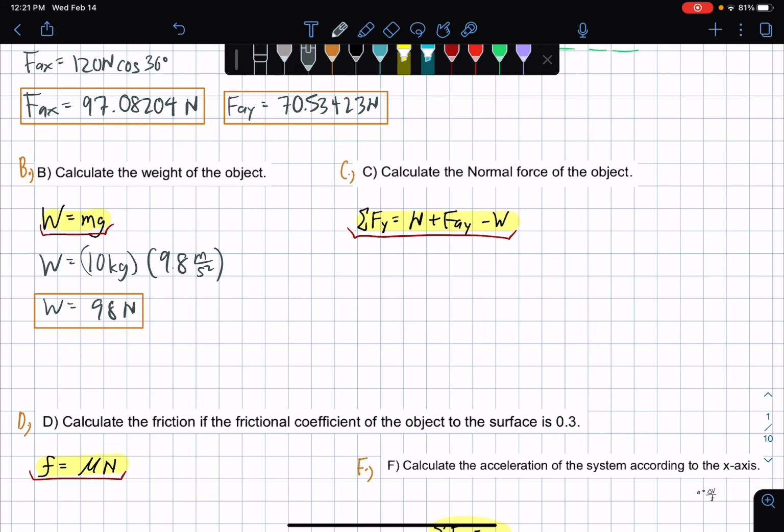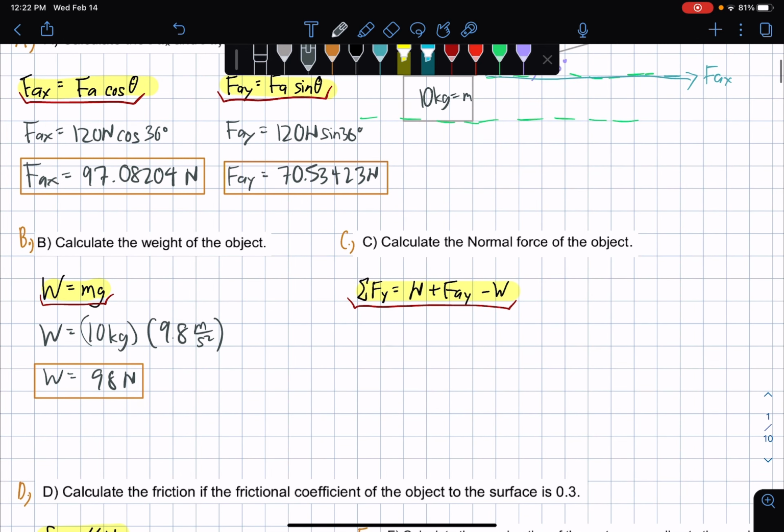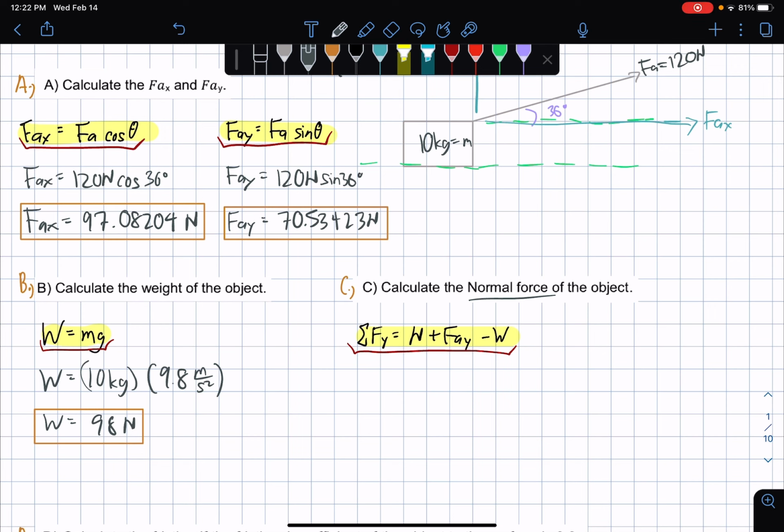So for the summation of Fy, actually wait, we have to compute for the normal force of an object. And to look for normal force, we utilize the formula: summation of Fy is equal to normal force plus Fay minus weight. Why do we use this? Well, I believe we already have everything. We have the weight, the Fay.